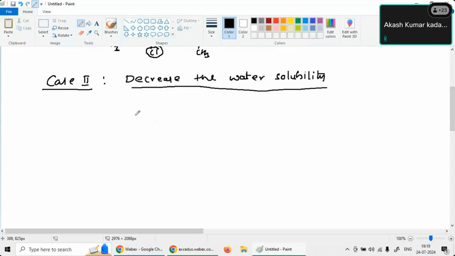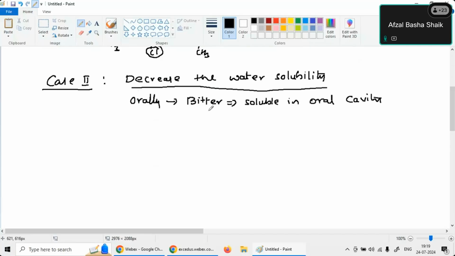Yes, sir. So whenever you give drugs orally, they are bitter because they are soluble in the oral cavity. In such a case, to mask the bitter taste, to mask bitterness, what we must do? Decrease solubility. Okay? We'll see one more example for this.